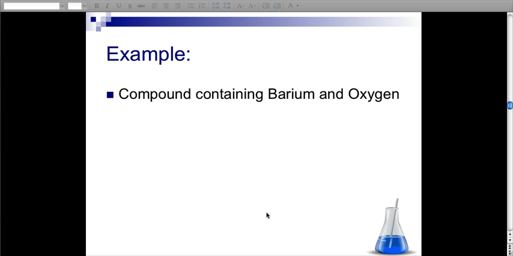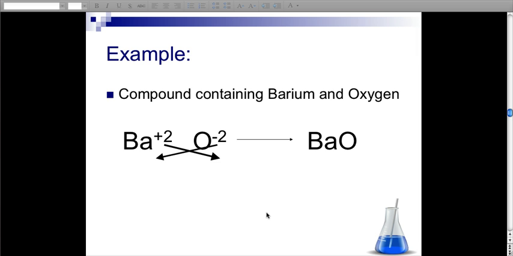So a compound containing barium and oxygen. Barium has a +2 charge, oxygen has a -2 charge, and when you crisscross, you end up with Ba2O2. Not Ba2O2, you need to simplify since 2 goes into both 2, therefore they cross out to simplify to become BaO, with a subscript of 1.